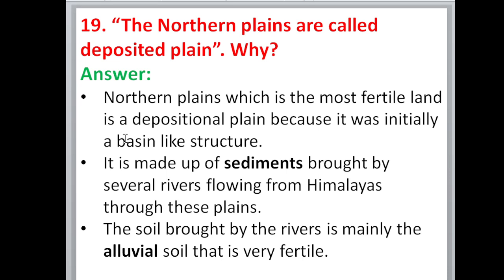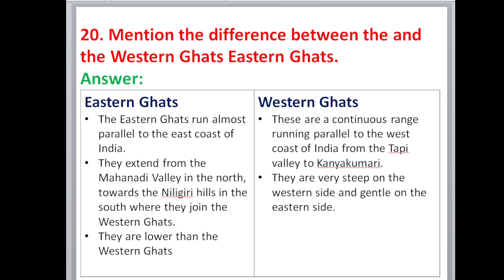The first part is northern plains, which is the most fertile land, is depositional plain because it was initially a basin like structure. It is made up of the sediments brought by several rivers flowing from Himalayas through these plains. For example, Ganga, Brahmaputra and Indus rivers and their tributaries brought this kind of sediments. So through that this plain was made. Then last point is the soil brought by the rivers is mainly the alluvial soil that is very fertile. Okay, that's right. Then come to the next last question of this lesson.